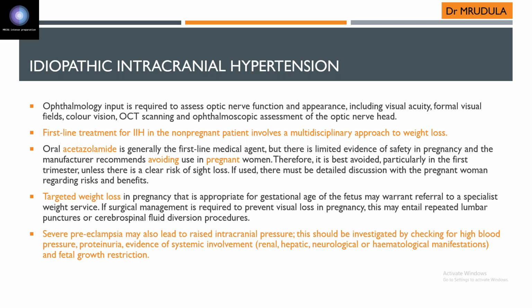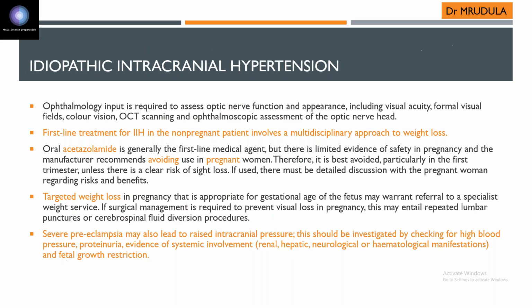Another differential diagnosis for IIH is severe preeclampsia. Again, you have to rule it out by using high blood pressure measurements, proteinuria, and any other systemic involvement like renal, hepatic, neurological, or hematological manifestations, or the presence of fetal growth restriction. So you have to rule out severe preeclampsia also.